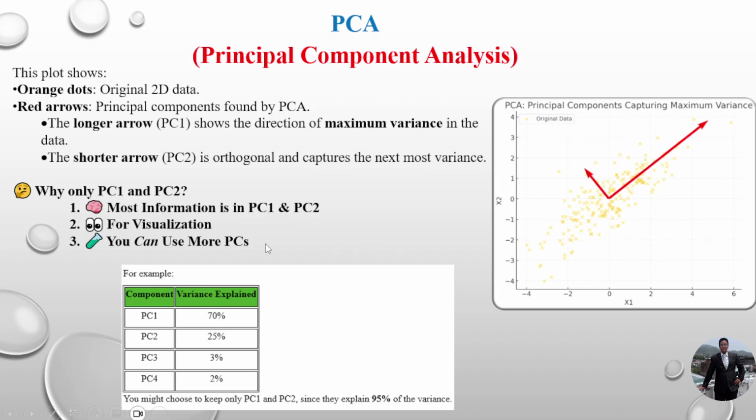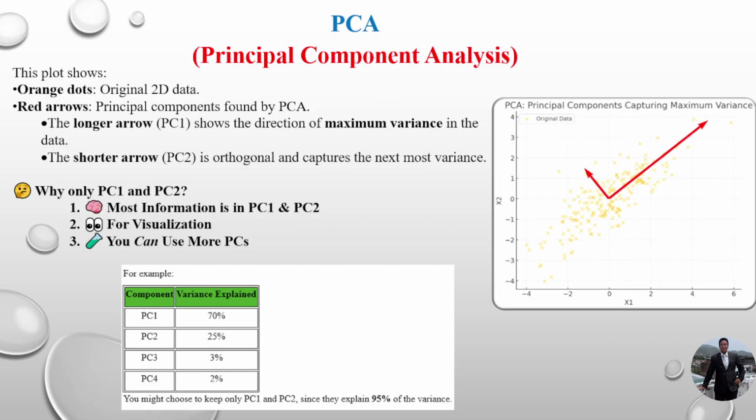You can use more PCs also, beside PC1 and PC2. If you are not visualizing and are just using PCA for compression, noise removal, or input to machine learning models, then you can choose any number of components, even keep all of them, just rotated into a new space, or just enough to retain 90% or 95% of the variance.